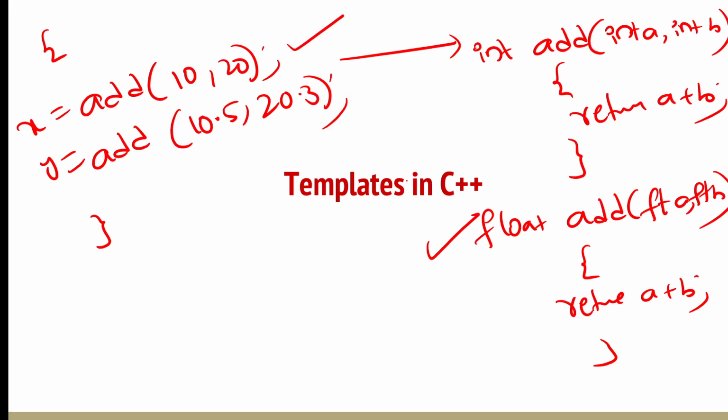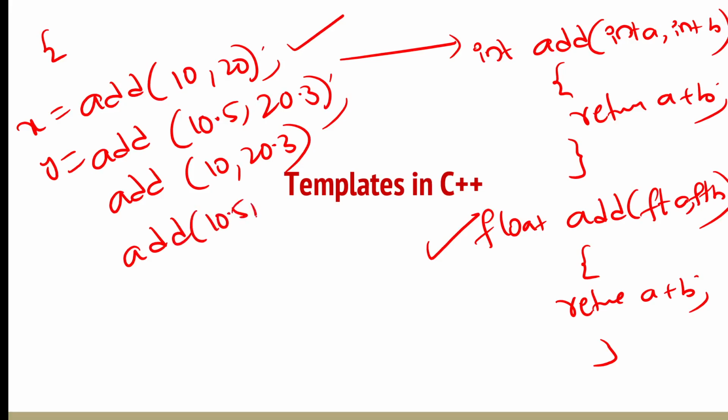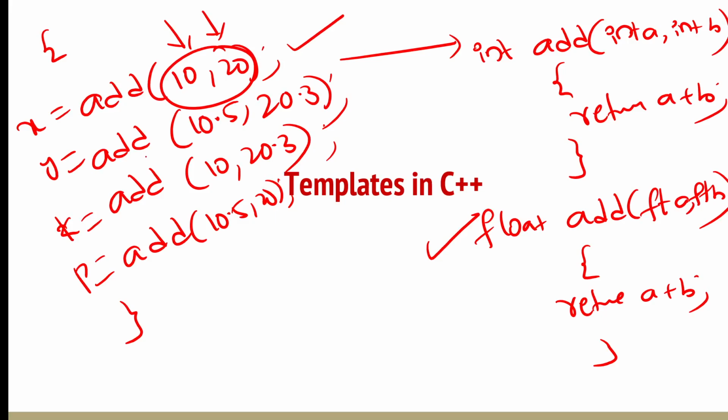Suppose somebody asks you to write one float and one int, or one int and one float. I want to add something like this: add 10 comma 20.3, or add 10.5 comma 20. Maybe with some variables k, p. My end goal is that I am passing two numbers as input of different data types. They should be added, and the result should be printed, or given to me in some variable.